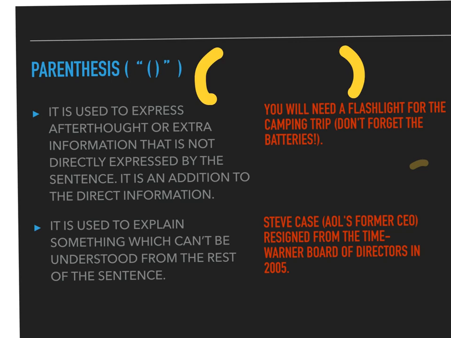Another example is, it is used to explain something which can't be understood from the rest of the sentence. For example, Steve Case (AOL's former CEO). So that means I want to say that Steve Case, the former CEO of AOL company, resigned from the Time Warner Board of Directors in 2005. Now, if I would have simply mentioned Steve Case resigned from the Time Warner Board of Directors in 2005, many people must not have known, or I'm sure if you're reading this sentence randomly, definitely you do not know who Steve Case is. But then indirectly I mentioned that he's no one but the former CEO of AOL company.